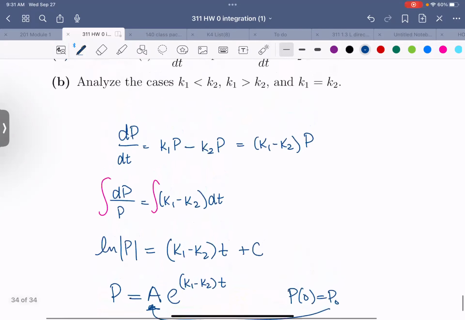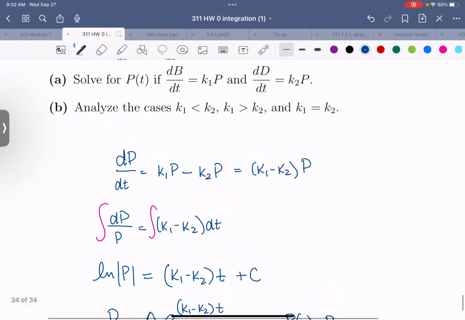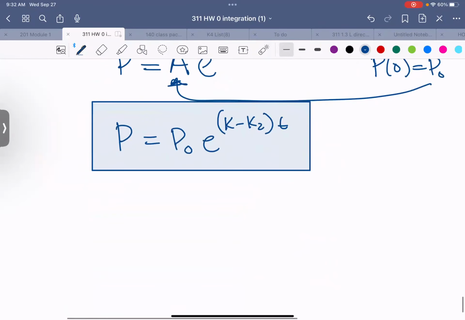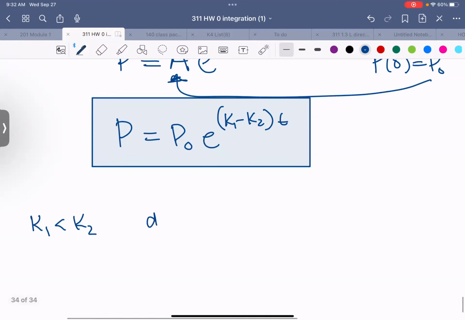And then we want to answer whatever questions up here. So that's our letter A, solve for P of T. And then we want to analyze the cases, what happens. We know that K1 and K2 are both positive values, right? So we want to say what happens if K1 is less than K2? What do you know about that exponent for the exponential? It's going to be negative, right? So what do you know about your population? It is going to decrease over time. So decreasing population.